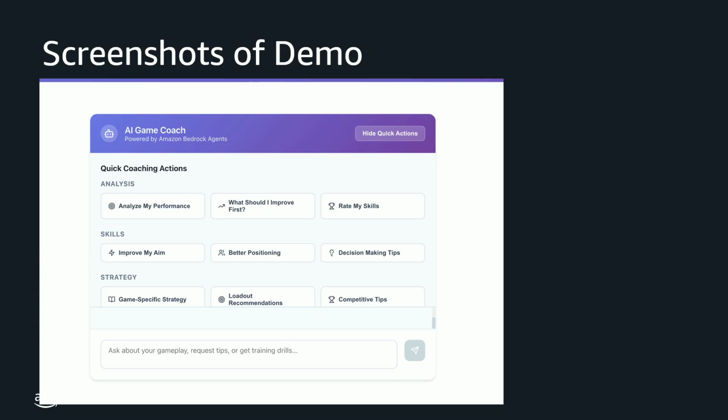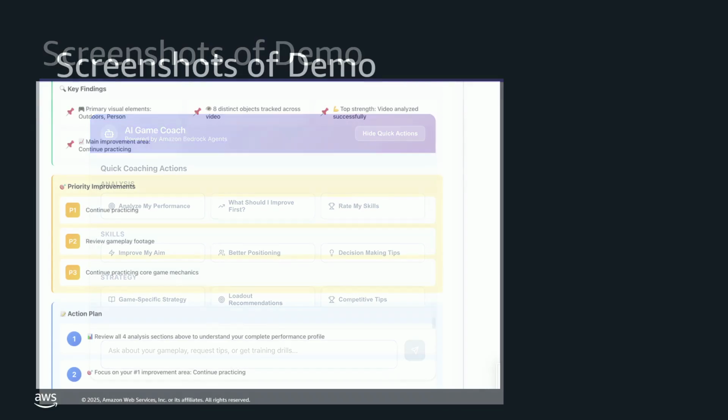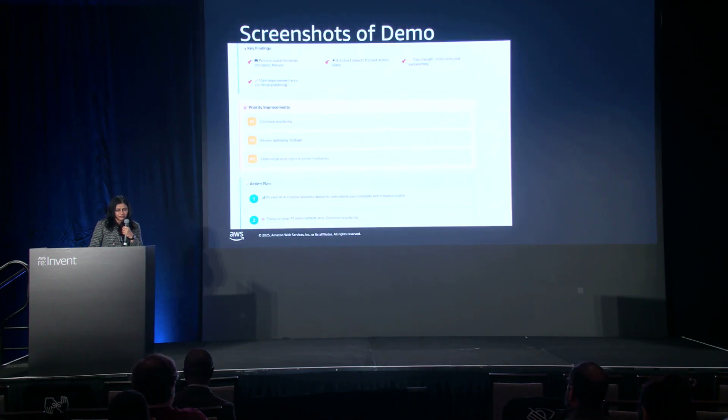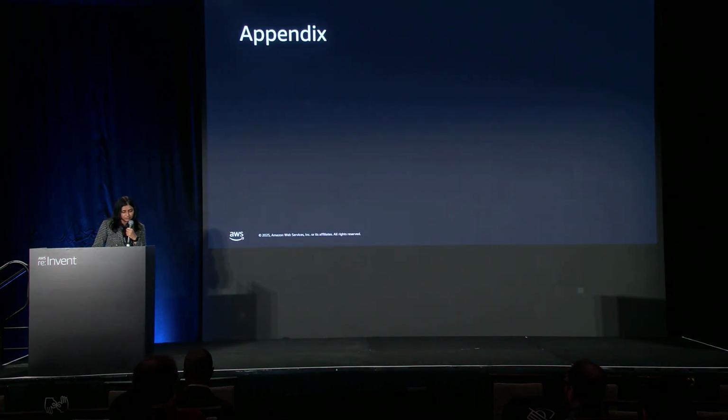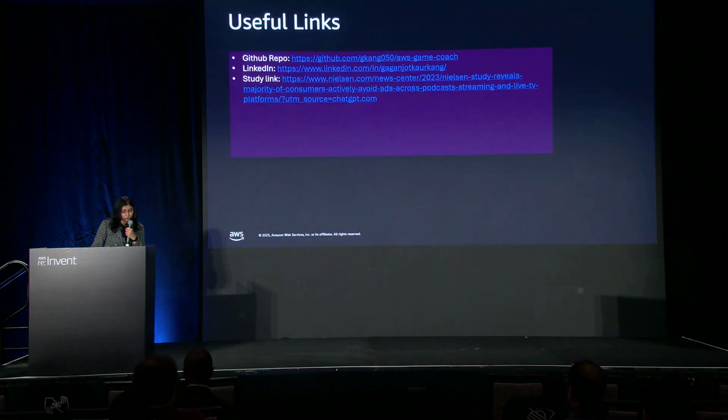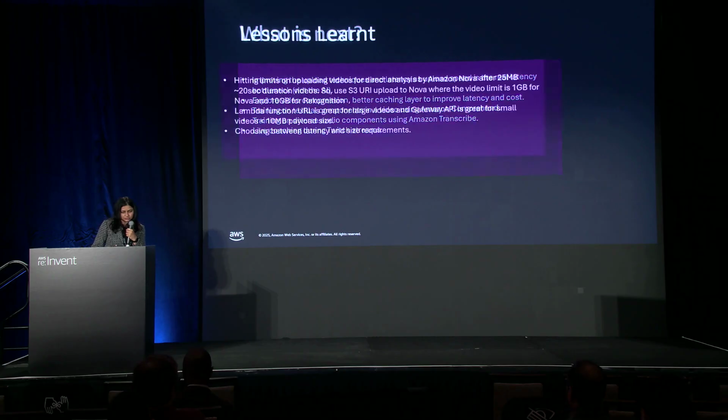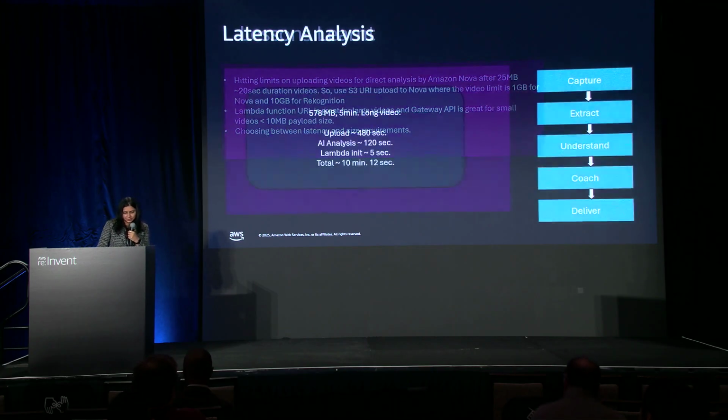So for example, if you select analyze my performance, it will basically create the question that, hey, can you give me a detailed breakdown of how my performance was? So this is the screenshot of the demos that I actually wanted to show in the video, but it's not forwarding. So I just showed you in the screenshots.